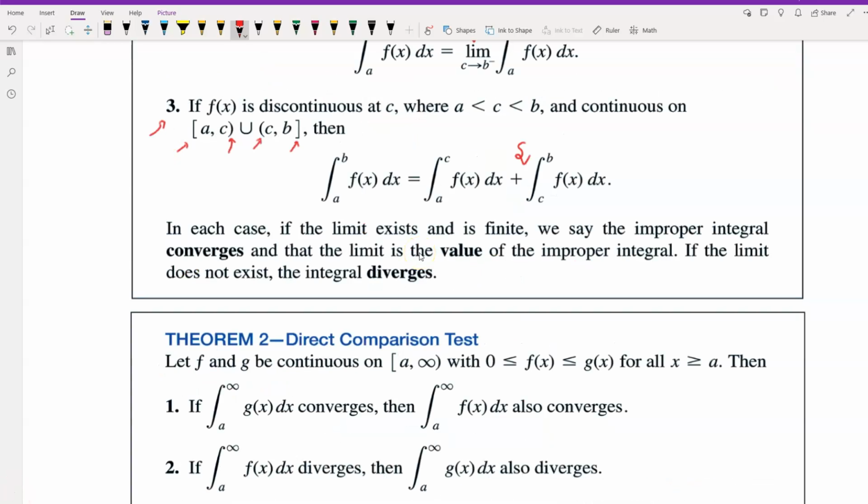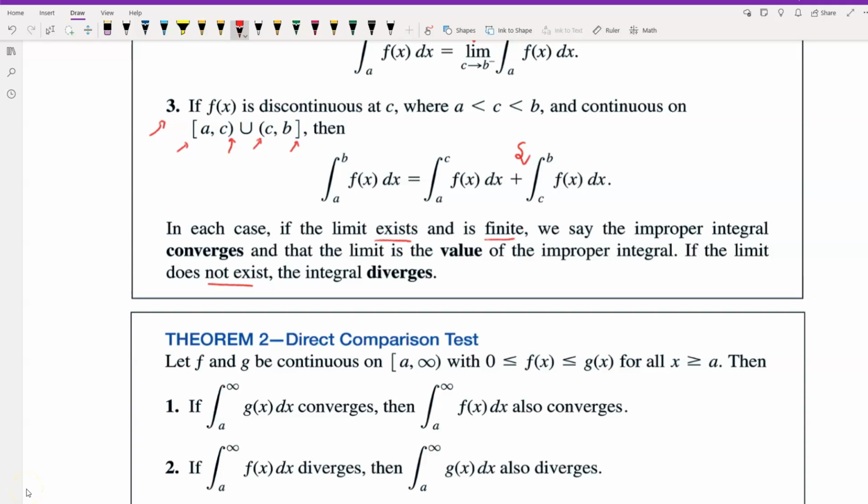In each case, if the limit exists and is finite, we say the improper integral converges and that the limit is the value of the improper integral. If the limit does not exist, the integral diverges.